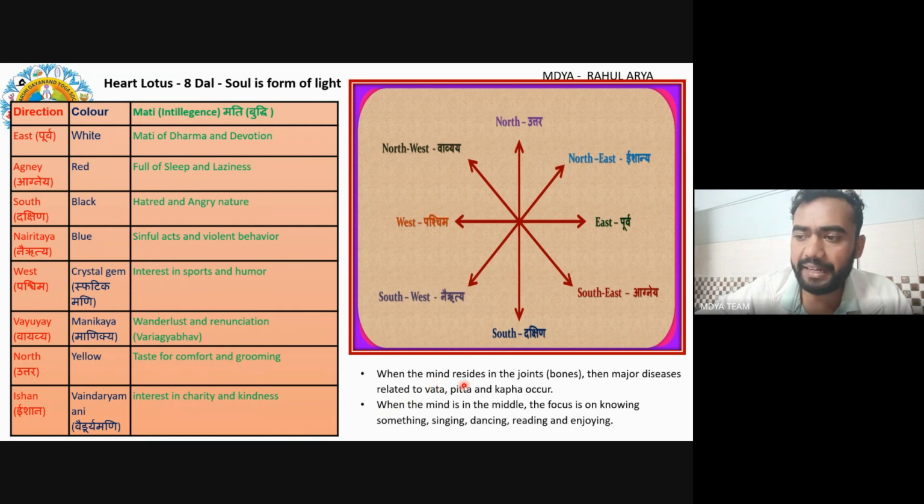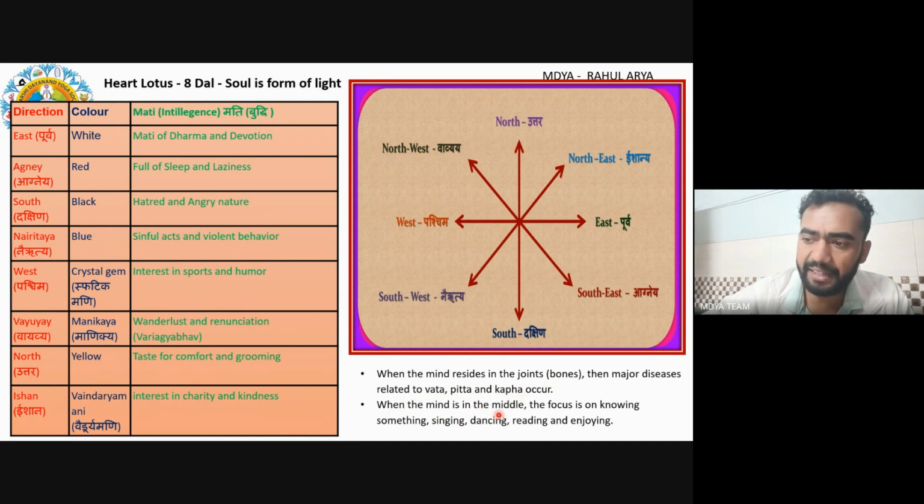And when the mind resides in the joints, that is also important. If you meditate on the joints, then major diseases related to Vata, Pitta, and Kapha occur. It is a negative sign, meaning you can say it is a limitation of the meditation.